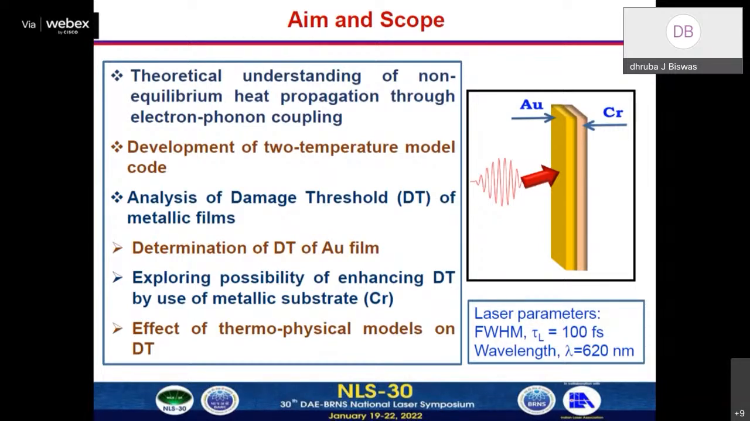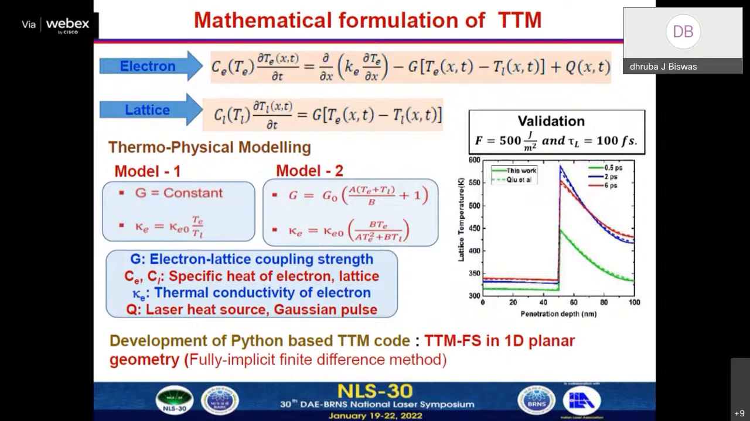Please, next slide. Mathematical formulation. We use the two-temperature model for theoretical understanding of femtosecond laser matter interaction. The two-temperature model consists of two coupled partial differential equations, one for electron and other for lattice, coupled by the electron-phonon coupling term. We solve these equations numerically by developing a Python-based code, TTM-FS.